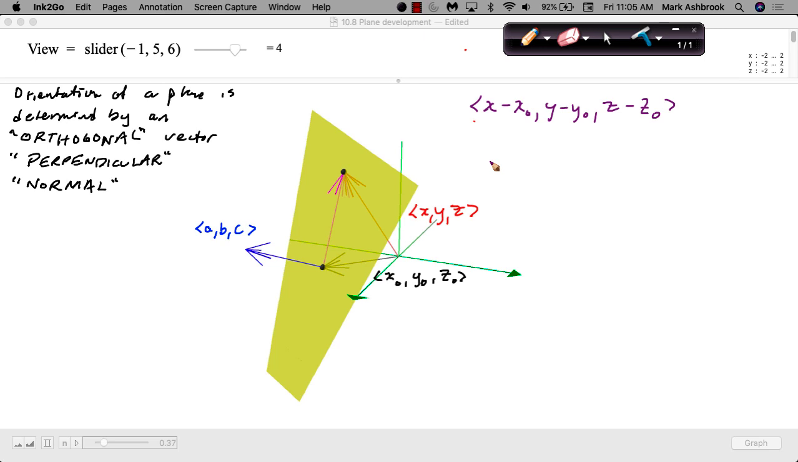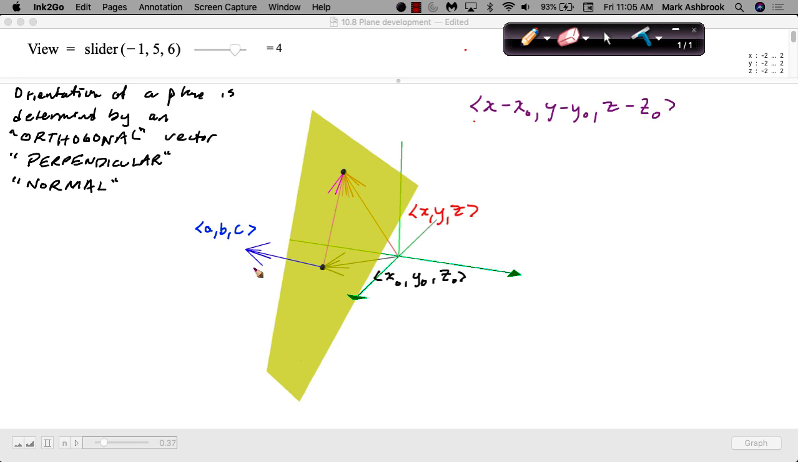Right? Its tail is at my known point, and its tip is at every other point in the plane. Every other point in the plane is here. And the tail is at the known point. So now, what's the relationship between all of those vectors, every single vector that starts at x naught, y naught, z naught and ends in the plane somewhere, and our ABC orthogonal vector?